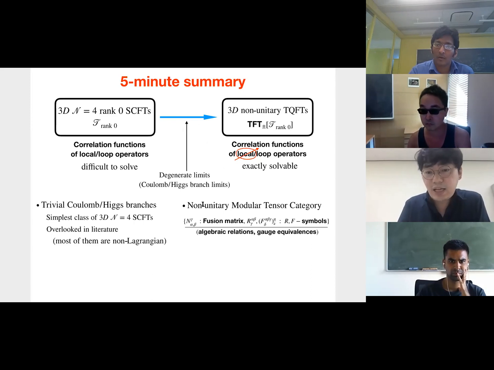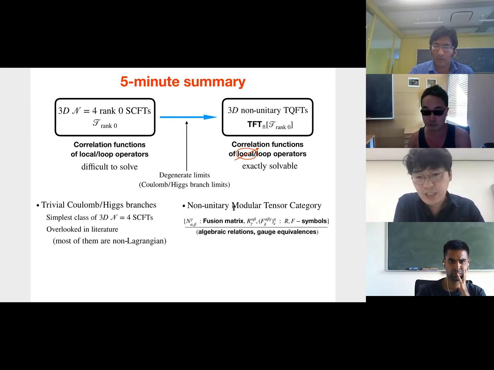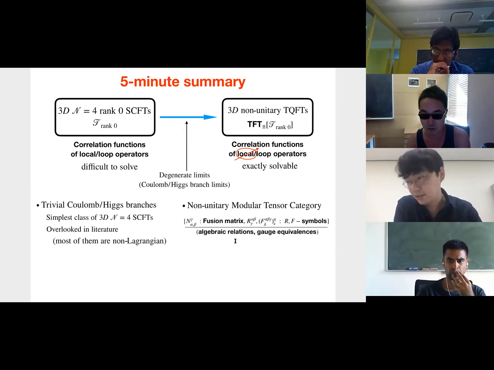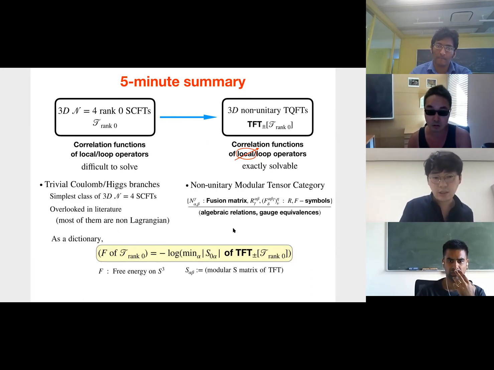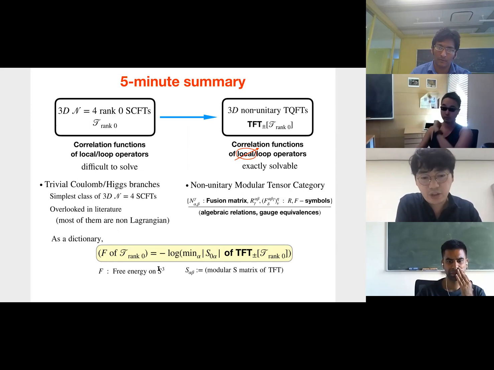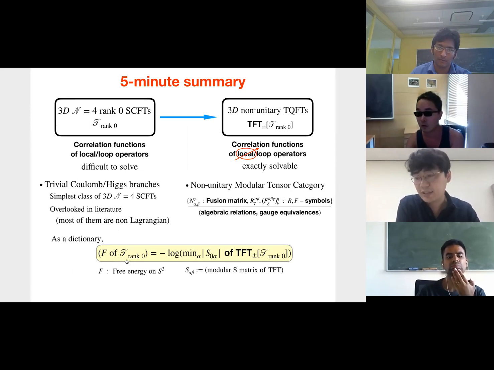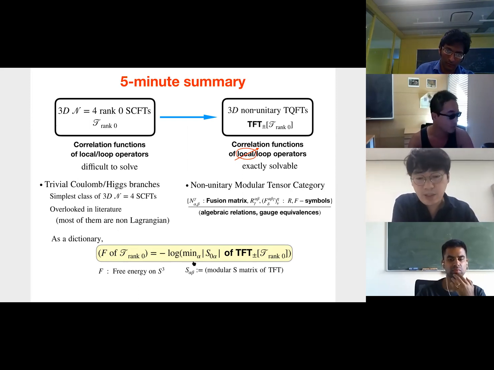Non-unitary TQFTs are mathematically given by so-called non-unitary modular tensor categories, which are given by some symbols subject to some algebraic relations and some gauge equivalence. So this is a very well-defined mathematical object. As a non-trivial dictionary, we will propose that this F is the 3-sphere free energy of this rank-0 CFT, which is the most basic quantity of a 3D CFT. It is simply related to the modular S-matrix of the topological field theory in this simple way.